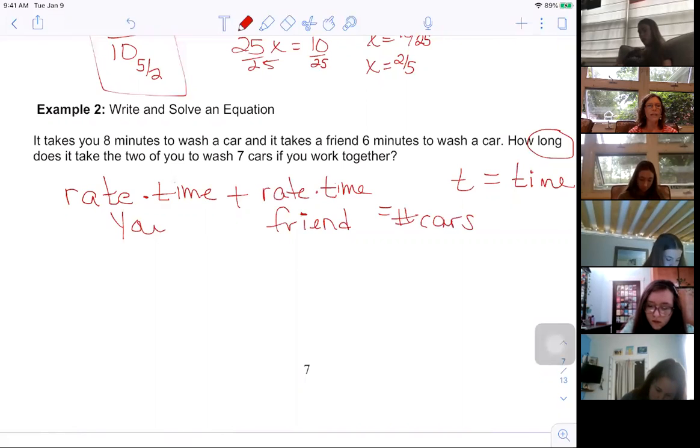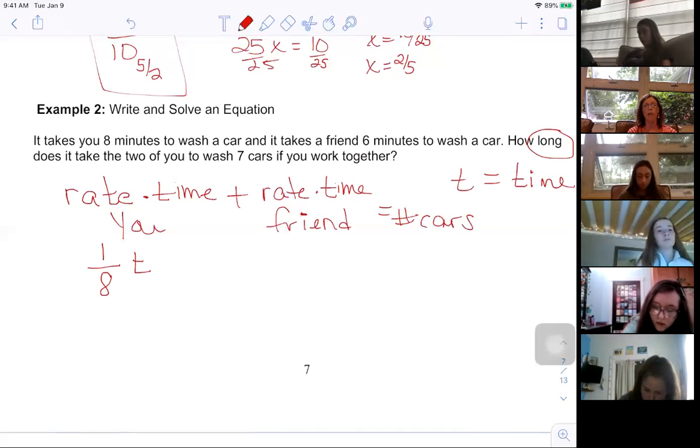So rate is like speed, times per minute, or cars per minute. Well, my rate would be 1 car for 8 minutes. So that's like the speed that you're washing the car. I don't know what the total time would be for us to wash 7 cars, but I know that my rate for 1 car is 1/8.